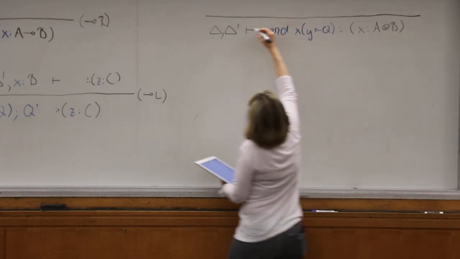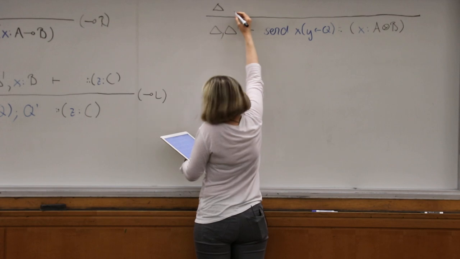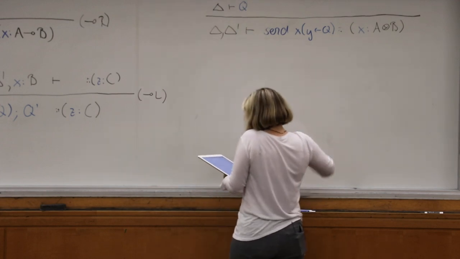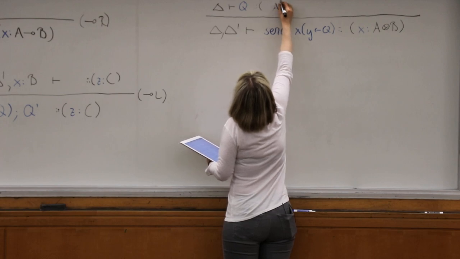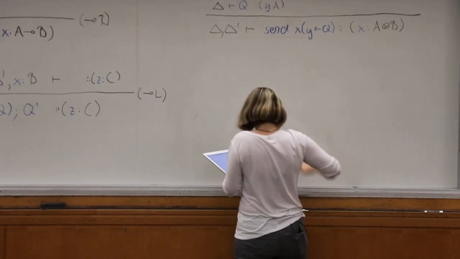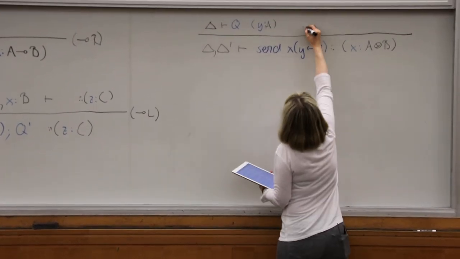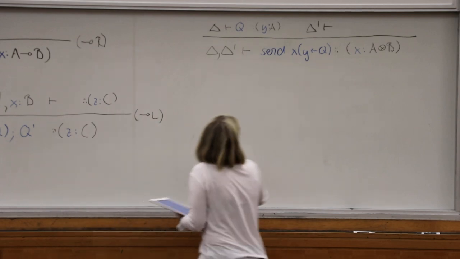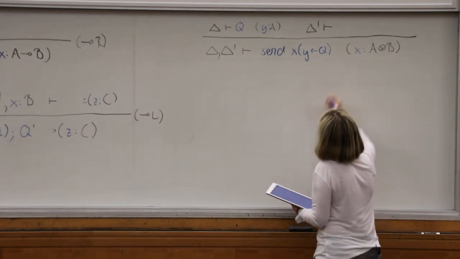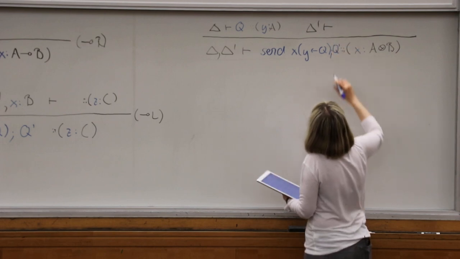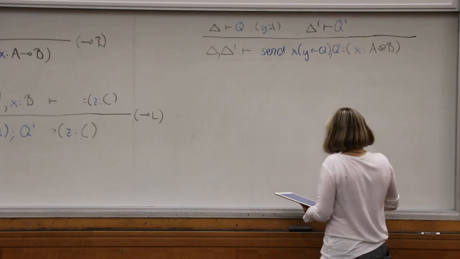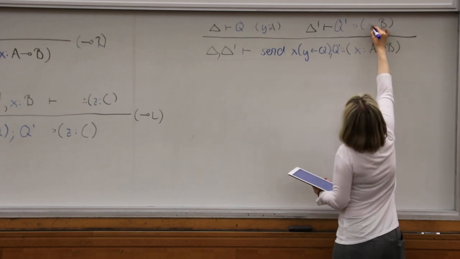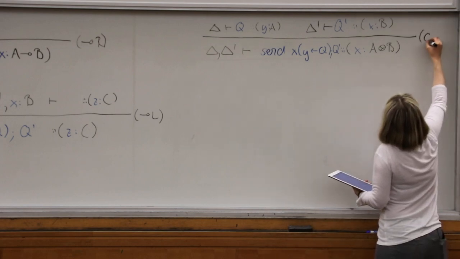All right, and then here we have two premises analogously to the left rule, where we have the queue, YA, and then another premise where we have the delta prime, and we continue. Oops, I forgot that here. I'll just squeeze it in if you allow me to do that. So that's going to be the Q prime, and that's going to be the B. So that's going to be tensor right.